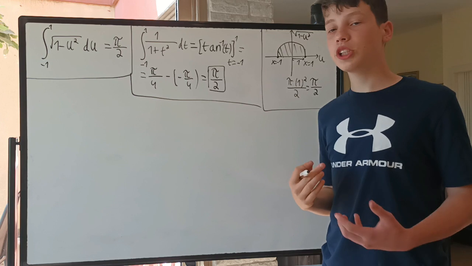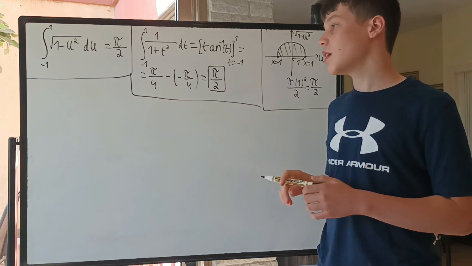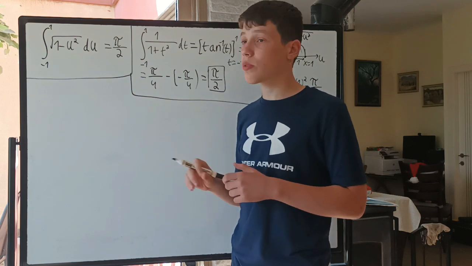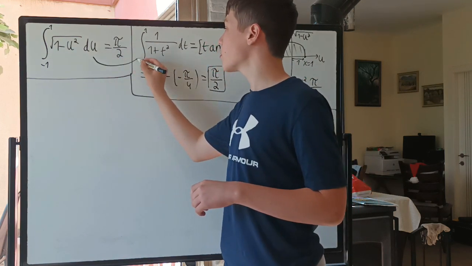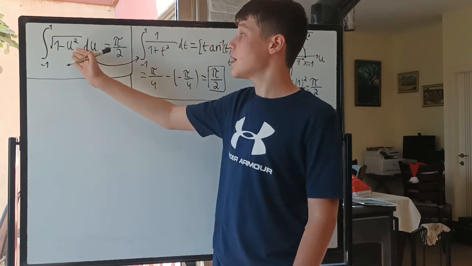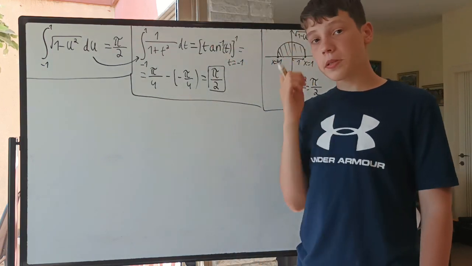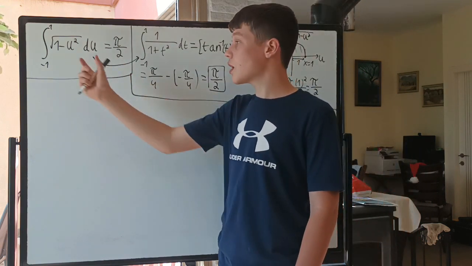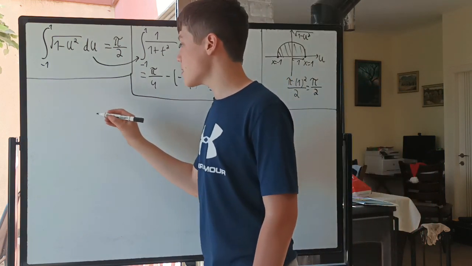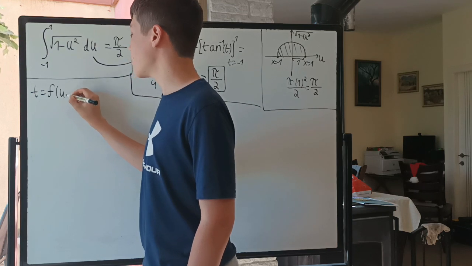So now, the question proposed by blackpenredpen is: is there some substitution that we can use to go from one of these integrals to the other? Say, from this integral to this integral. Is there some t equals f(u) that we can use here that will get us here? So that's what we're going to explore today. So let's take the substitution that goes from here to here, and let's write our substitution as t equals f of u.